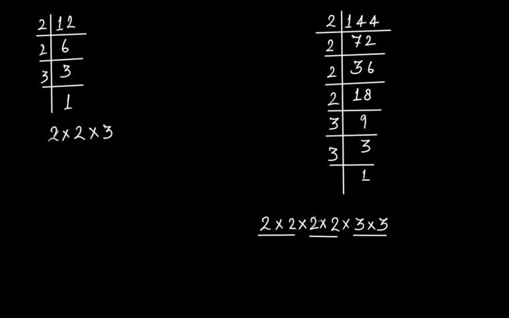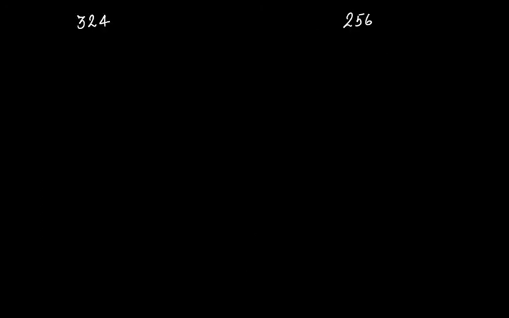In this case, if you take one 2 from here, another 2 from this one, and one 3 from here, it's exactly the same as this one. It means that 2 times 2 is 4 times 3 is 12, which is the square root of 144. Right. Now let's use this method to find the square root of 324 and 256. Right. So let's begin.